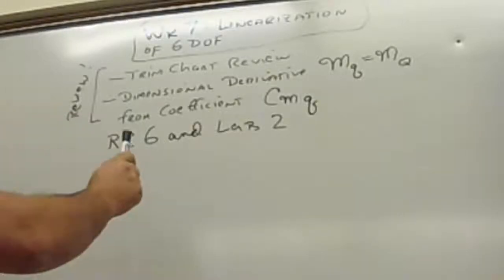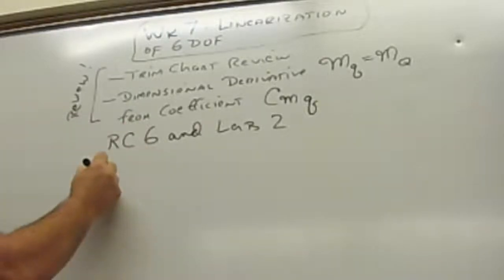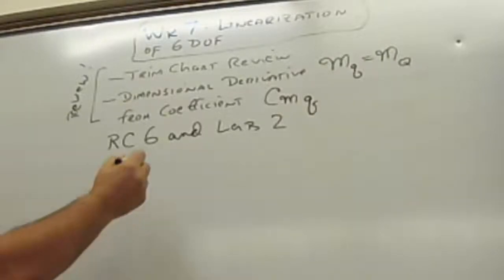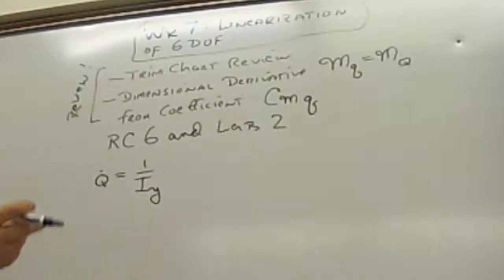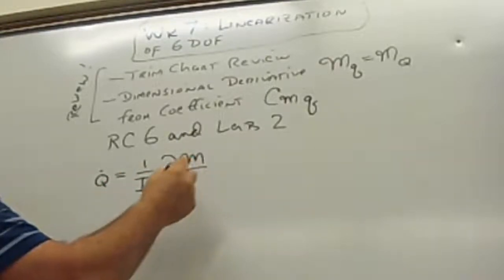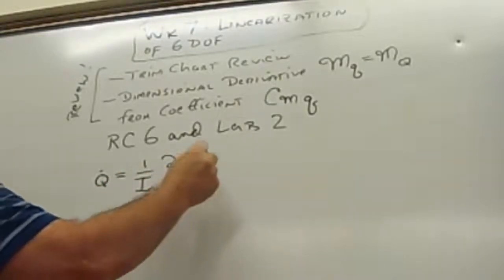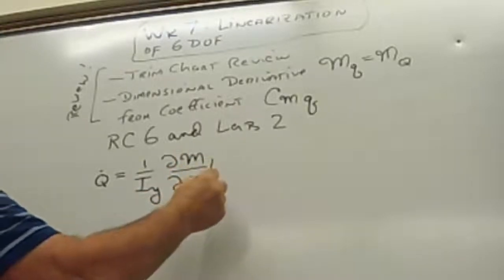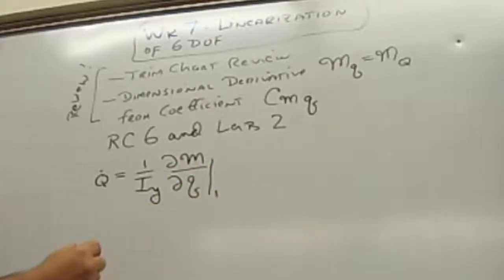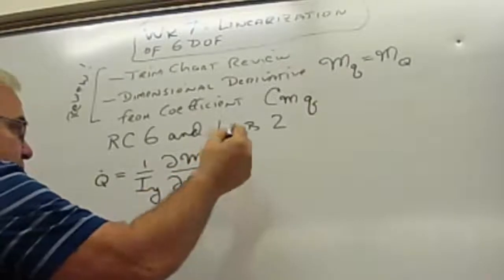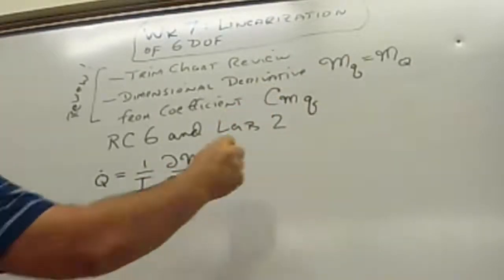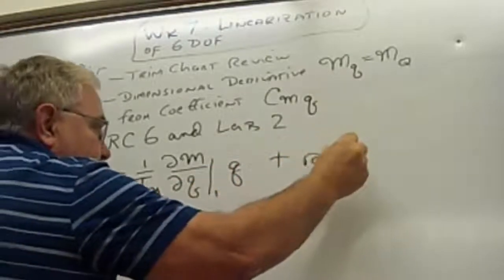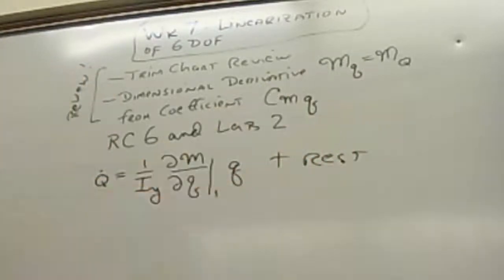But let's do the dimensional derivative. So we'd have something like for q dot, and then it would be equal to 1 over Iy, because we always normalize by the moment of inertia or by the mass. So partial m over partial q, and we have to evaluate that, of course, at the steady state condition, and then that would be times delta q, or times q. And then there would be the rest of the terms. You know, we look at these as motion variables, all the rest of it.